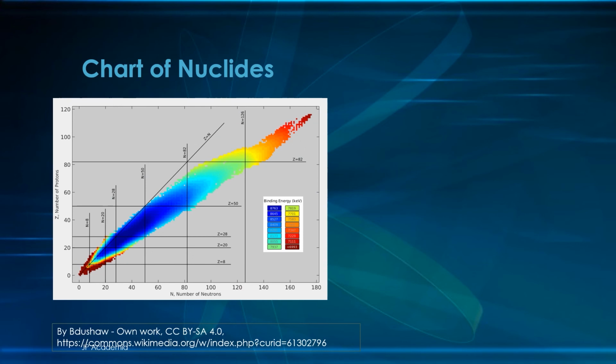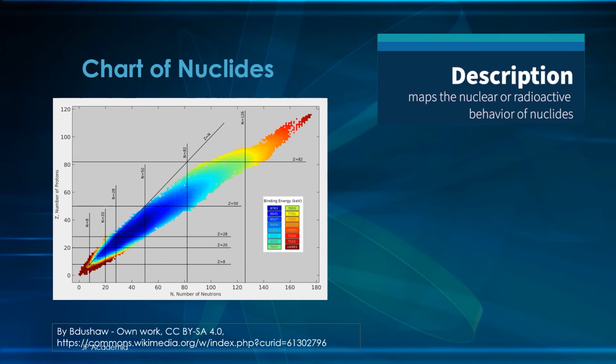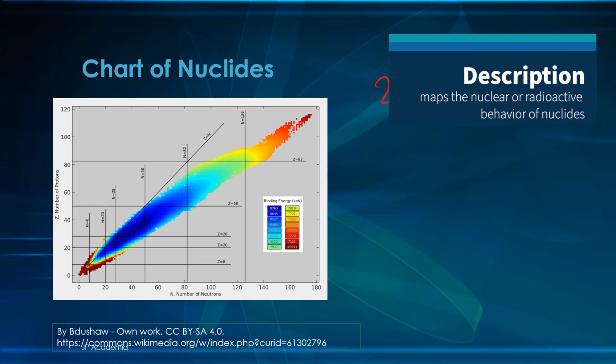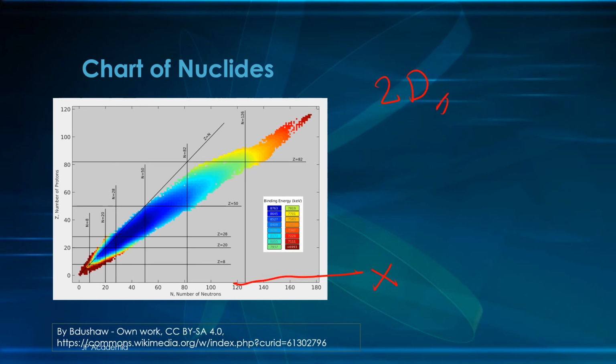A table of nuclides or chart of nuclides is a two-dimensional graph in which one axis represents the number of neutrons. So here we have the number of neutrons at the x-axis, and the other represents the number of protons or the atomic number Z. So this is your y-axis. Each point plotted on the graph represents a nuclide of a known or hypothetical chemical element.